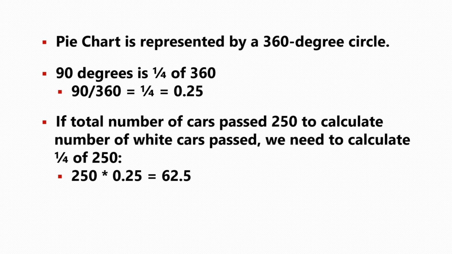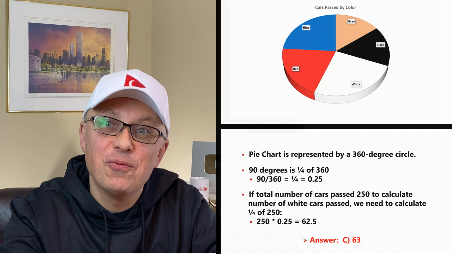So the end result is 62.5. The closest value among the answers is 63. So the correct choice here is choice C, 63. Hopefully you've nailed this question and now know how to answer similar problems on the test.